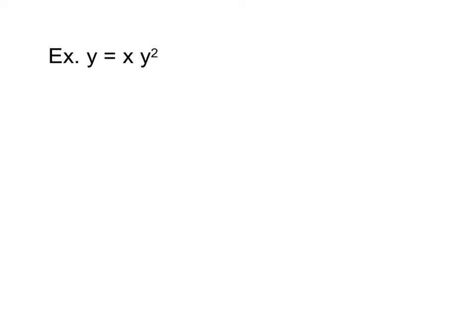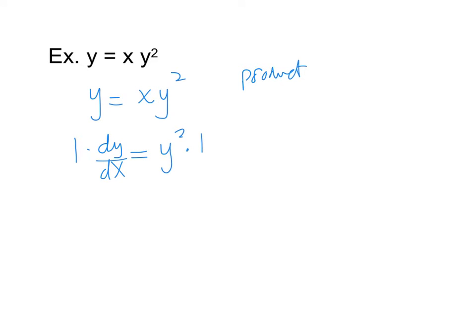All right, here's another example. So we are going to write y equals xy squared, and we're going to differentiate both sides with respect to x. So the derivative of y is 1 dy/dx. And then on the other side, I have the product rule. That means the second times the derivative of the first plus the first times the derivative of the second. Well, the second is y squared, so that's going to be 2y dy/dx.